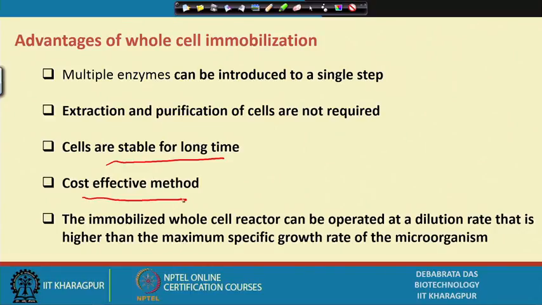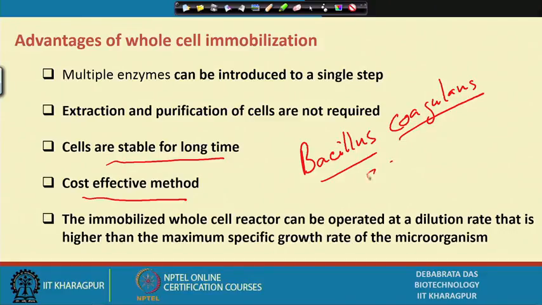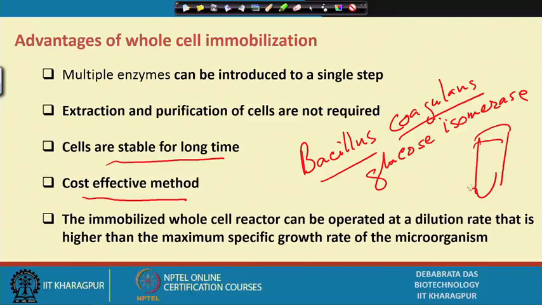I can give a typical example: Bacillus coagulans. This Bacillus coagulans has the glucose isomerase enzyme. Suppose we have a column, in this column we immobilize this Bacillus coagulans and pass the glucose through one end, and at the other end we can produce the fructose. So obviously it is a cost effective method. We do not have to purify the enzymes.